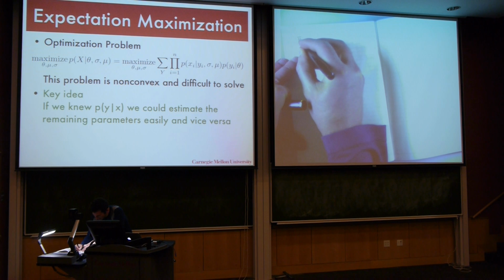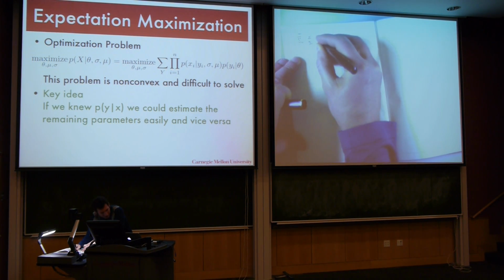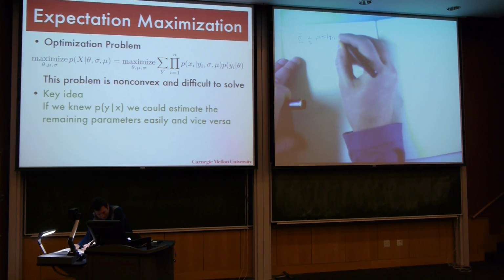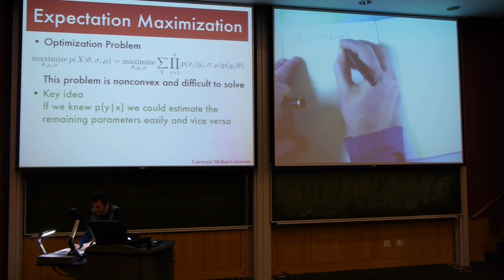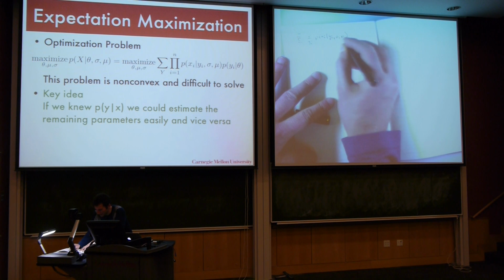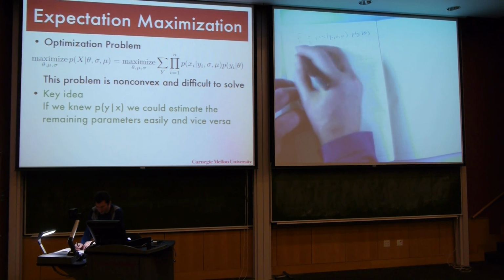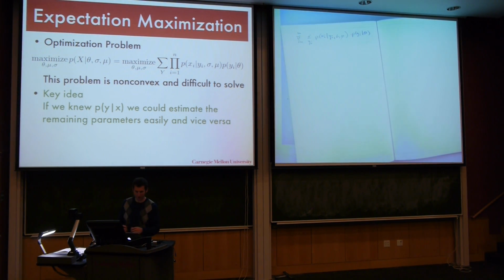Product i going from 1 to m, sum over yi, p of xi given yi, sigma and mu. So these are actually entire sets of sigmas and mu's, because only once I know yi, I know which one to pick, times p of yi given theta. So swapping the sum and the product is straightforward because it factorizes. But this is a nasty problem to solve.